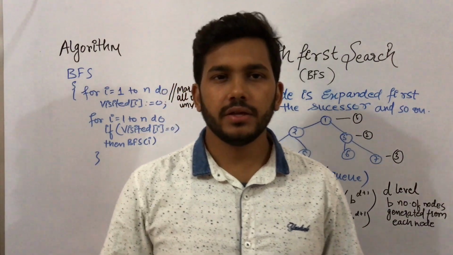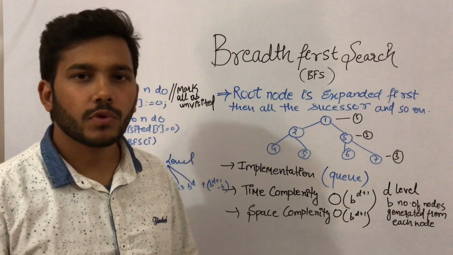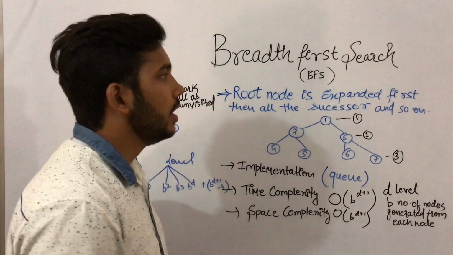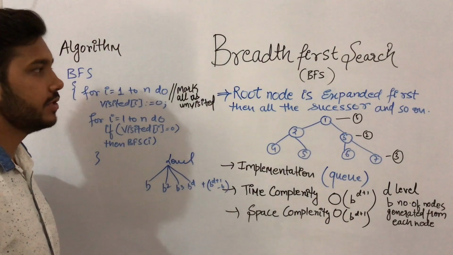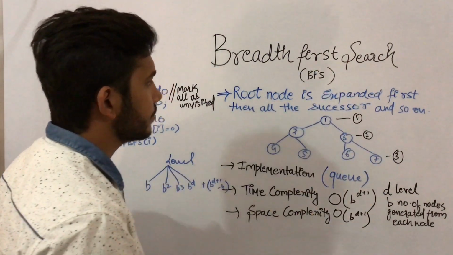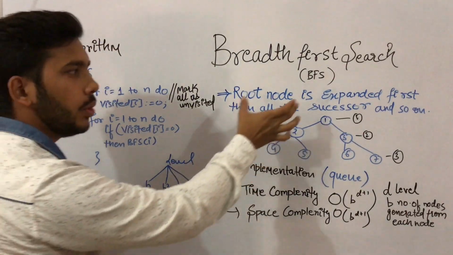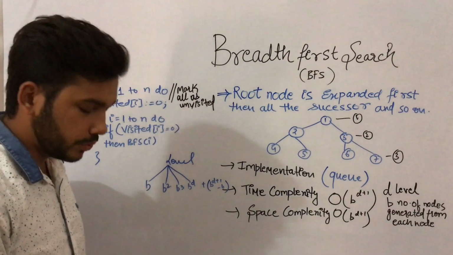So hi guys, in this video I'm going to talk about breadth first search, which is a type of uninformed, or you can say unguided, search. So basically, what is a breadth first search? In breadth first search, the root node is expanded first, then all the successor nodes.